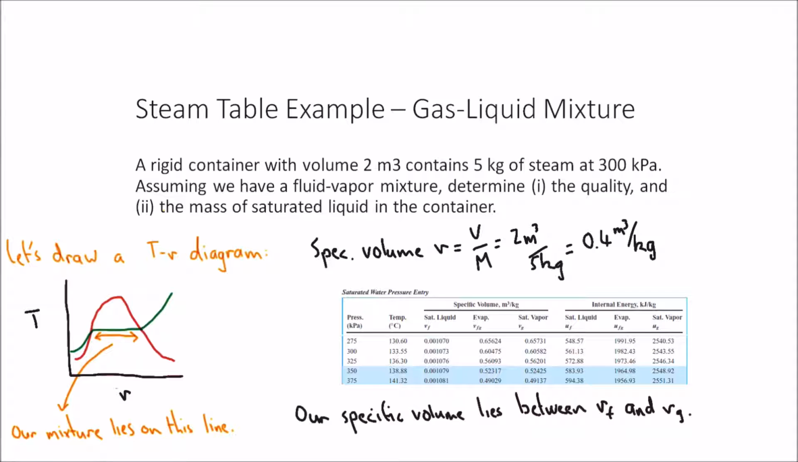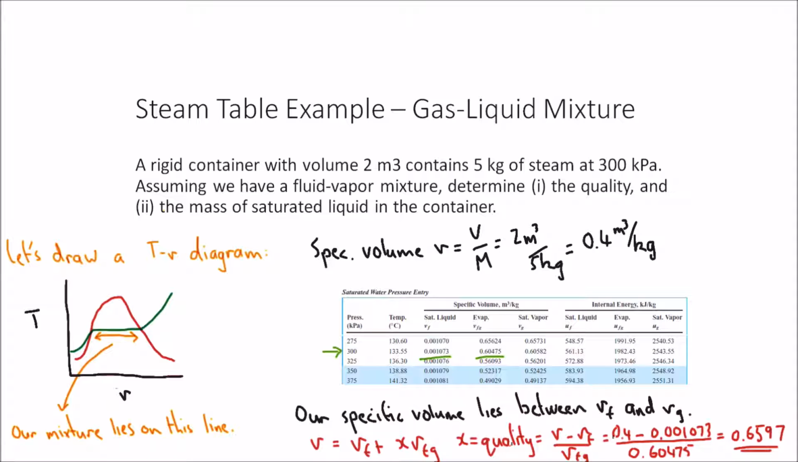We're looking for 300 kPa, and straight away we can check to make sure that our answer is going to exist on that line. By going to 300 kPa, we can see that our value, 0.4 meters cubed per kilogram, lies between the saturated vapor specific volume and the saturated liquid specific volume. So we know that we must have a mixture here.